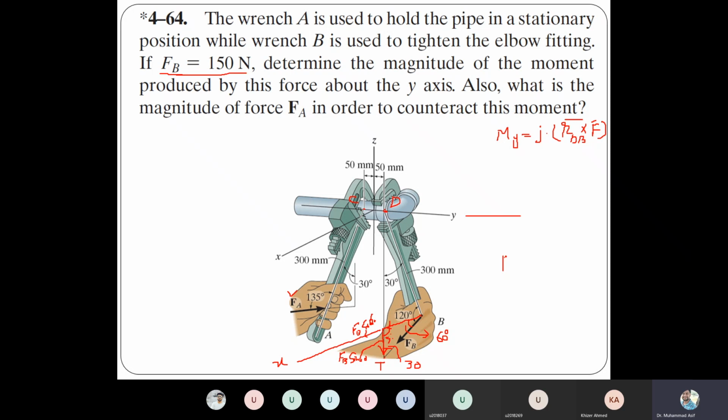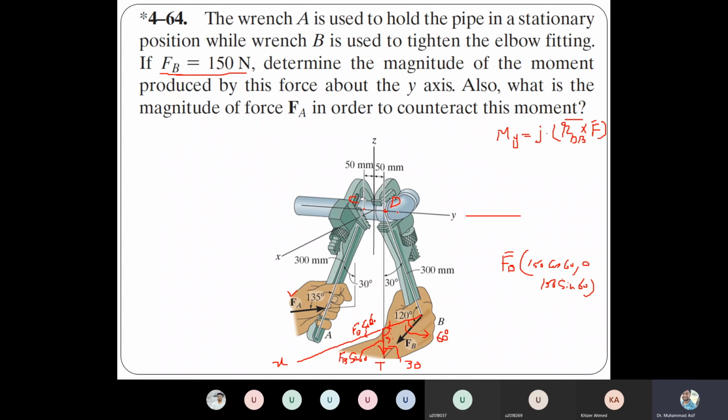So that force FB, we can convert into a vector. The component along the x-axis is FB cos 60, and the value of FB is 150, so 150 cos 60. The y component is 0, and the z component is 150 sine 60. So these are the vector force. We have the three components of the force. Next we need a vector here, the moment arm RdB.